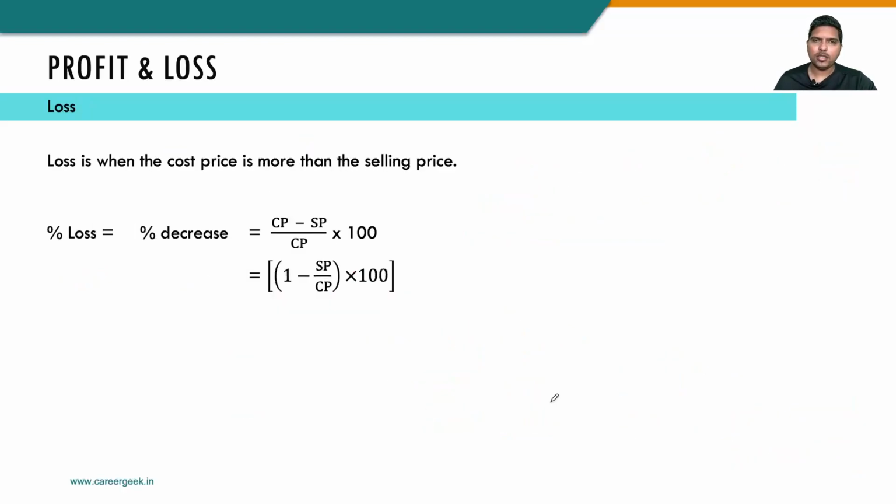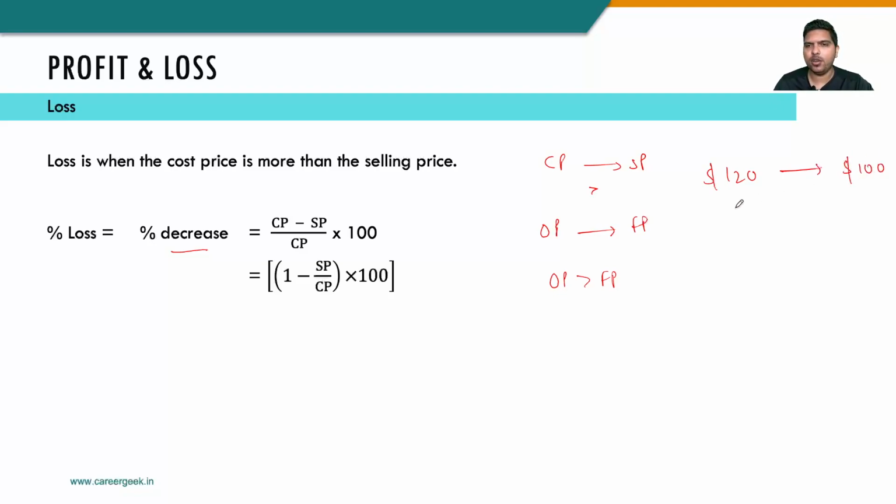Now the same way, what is loss? There is cost price and selling price. Loss is when the cost price is greater than the selling price. We can relate it with the percentage decrease, right? So there is an original price and a final price, and the original price is greater than the final price. For example, the cost price is $120 but it gave a discount and sold at $100. So what is the loss? CP minus SP, the difference upon initial. Here remember the greater value will be the original value. Okay, we have seen this.